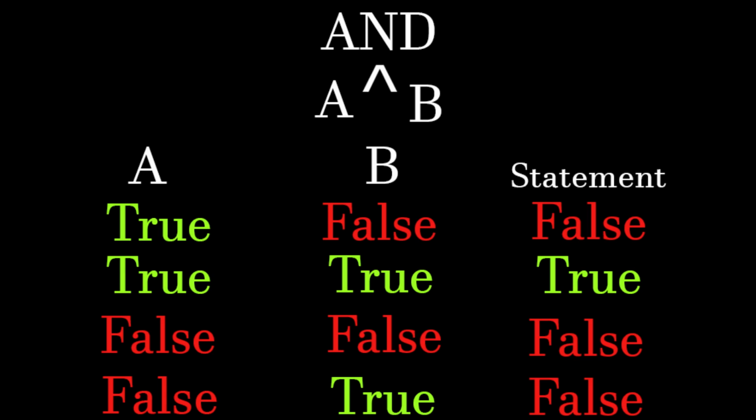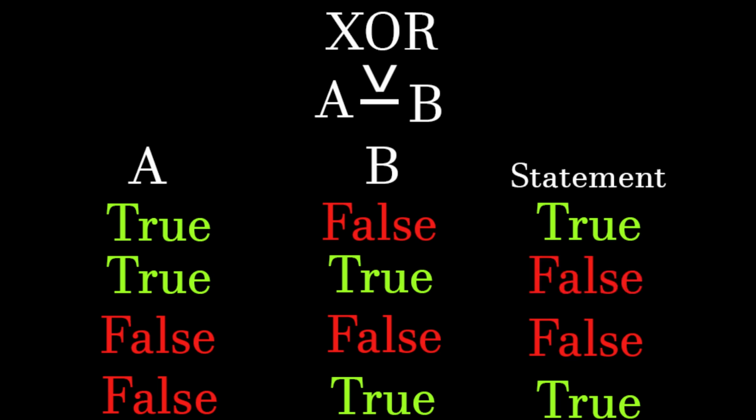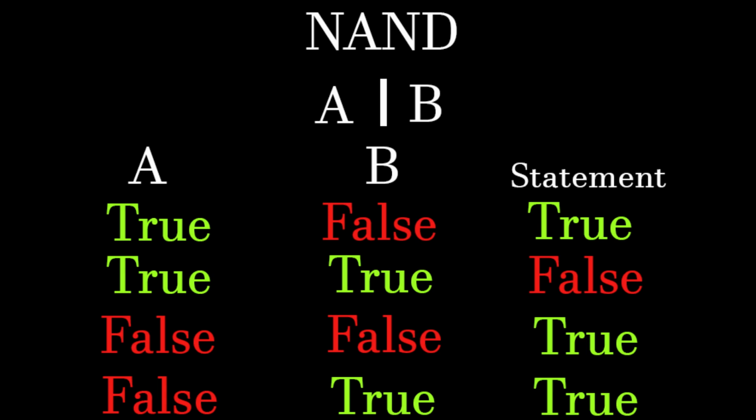The first one represents the AND function where both statements need to be true for the expression to be true. Otherwise it's false. The second one is the OR function where one or both statements can be true for the expression to be true. Next is the XOR gate, which is also known as the exclusive OR gate. Only one of the statements can be true, or the entire expression is false.